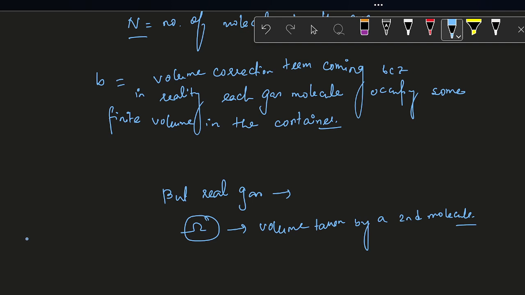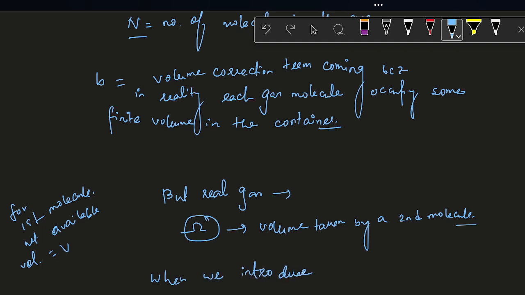When you introduce the first molecule to the container, it has the total space available for its movement, so for the first molecule the net available volume is equal to V. But when the first molecule is already occupying a finite volume omega inside the container and you introduce a second molecule, the second molecule does not see the whole volume as available or open to it, because it also sees the volume taken by the first molecule.